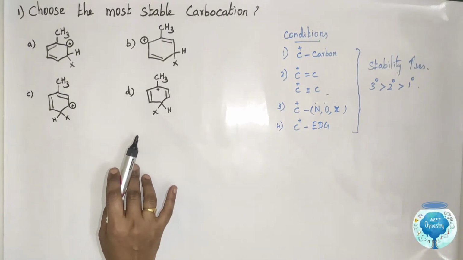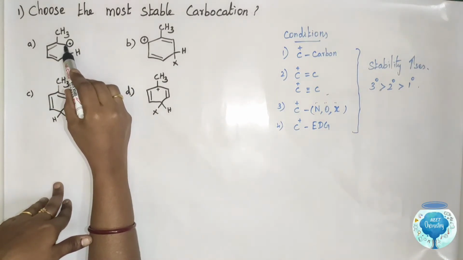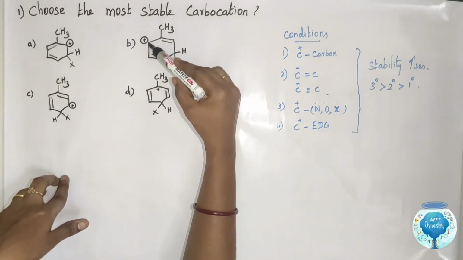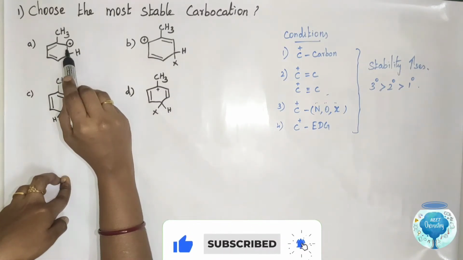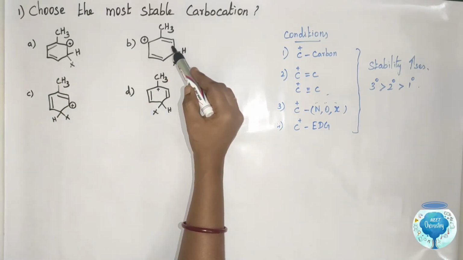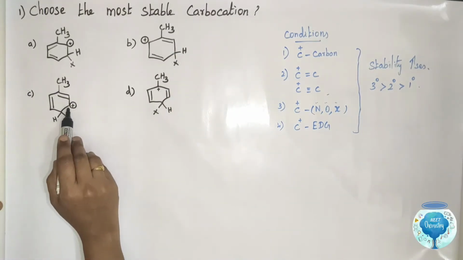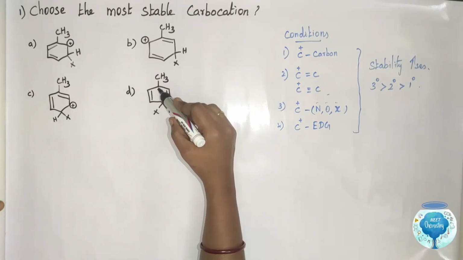Consider these four examples. In option A, the carbocation is in the ortho position. Option B, the carbocation is also in the ortho position. Option C, the carbocation is in the meta position. In option D, the carbocation is attached with a methyl group.